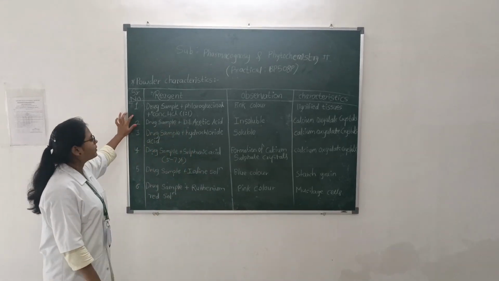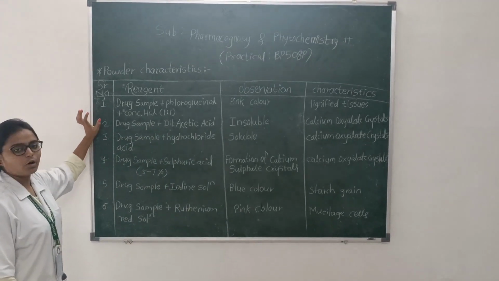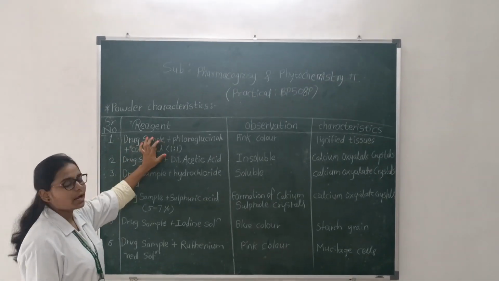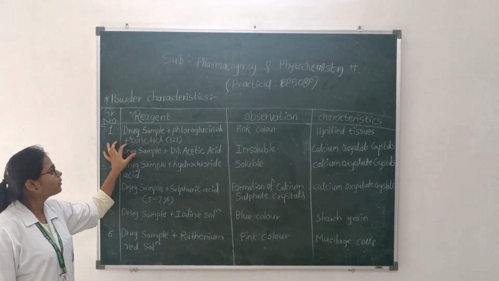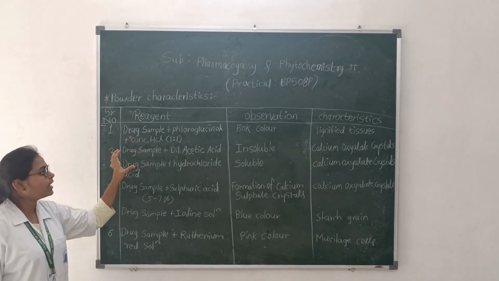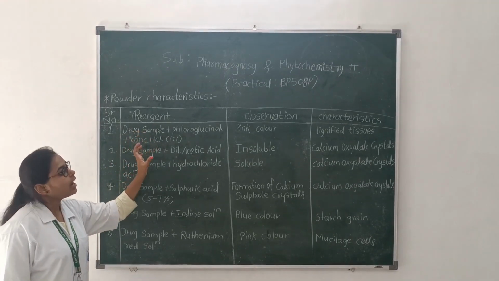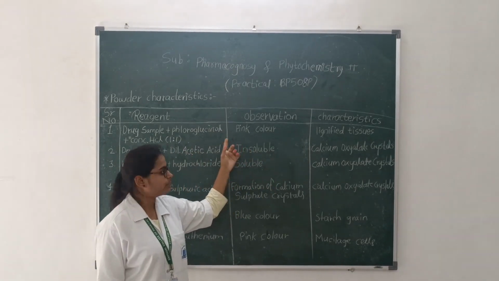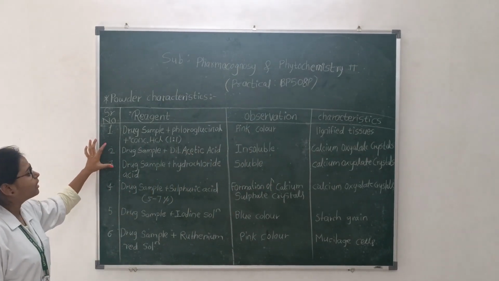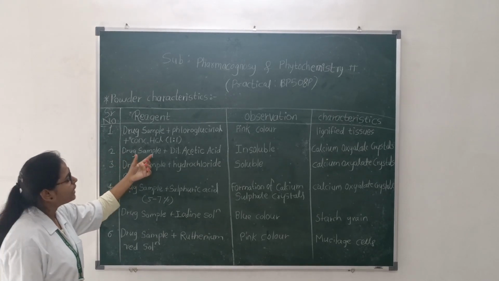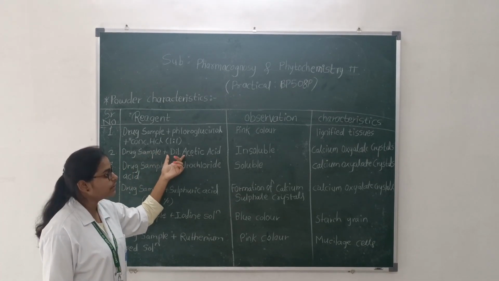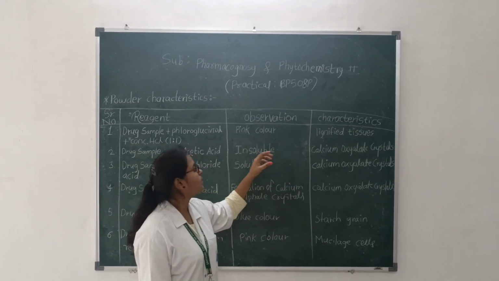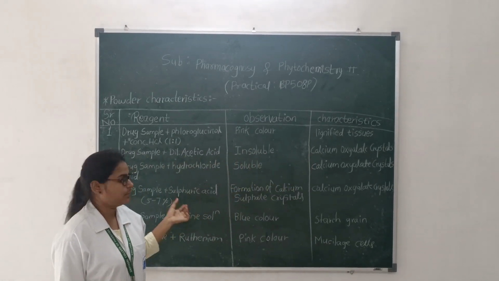We will see the first chemical test of cinnamon bark. Take a drug sample and add phloroglucinol and concentrated HCl in a 1:1 ratio; the characteristic is lignified tissue, which shows a pink color. Second test: drug sample and add dilute acetic acid. The characteristic is calcium oxalate crystals and the observation is insoluble.